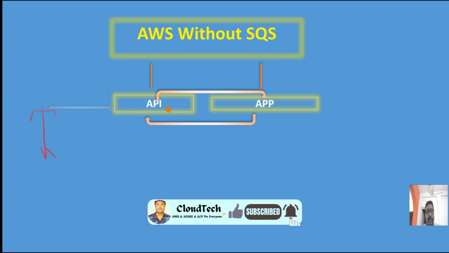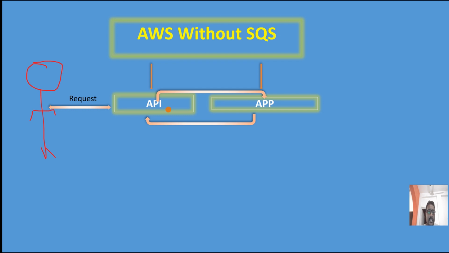Whenever the end user raises a request to the API server, the API server talks directly to the app server, the app server forwards the response to the API server, and the API server forwards the response to the end user. But what is the problem here? Think about when a request comes to the API server and it is passed to the app server, but during that time the app server crashes, stops, or something happens to it.